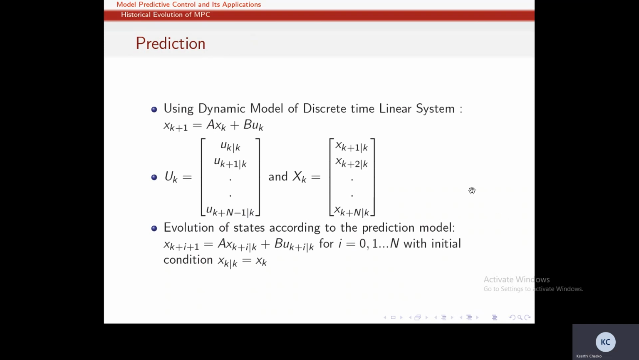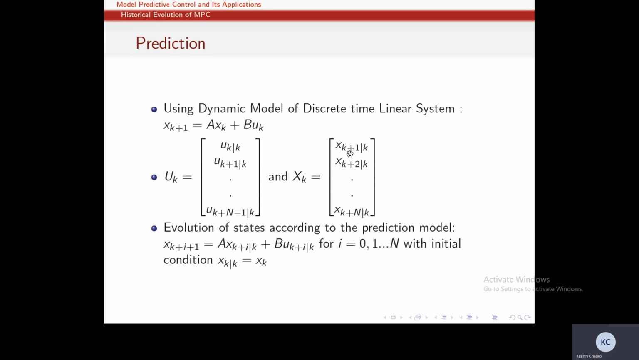Now, what is prediction? How are we predicting? We are using the dynamic model of the discrete time linear system, x(k+1) = A x(k) + B u(k), to predict the future states and the control of the system. We represent capital U_k as a vector of future control inputs. This notation is the control given at instant k, provided you have the state value at the kth instant. This is the predicted (k+1)th control input, provided you are at the kth instant, and similarly until N, where N is the prediction horizon.